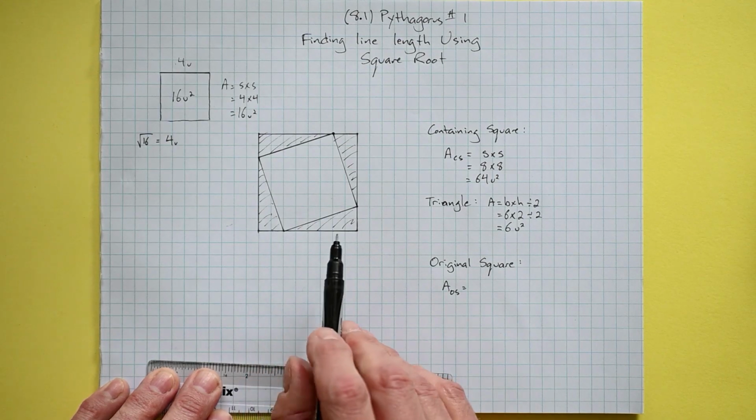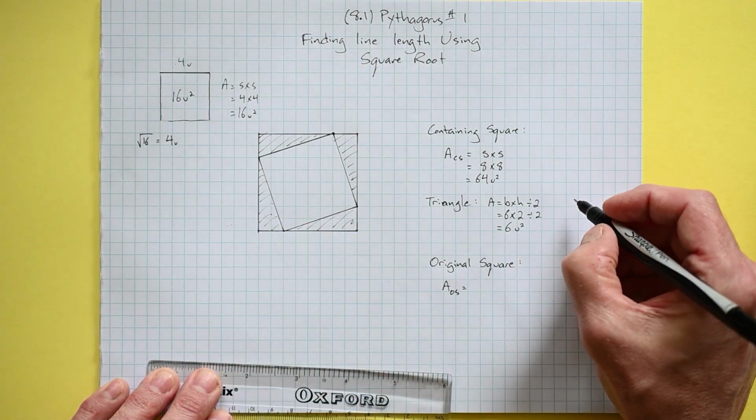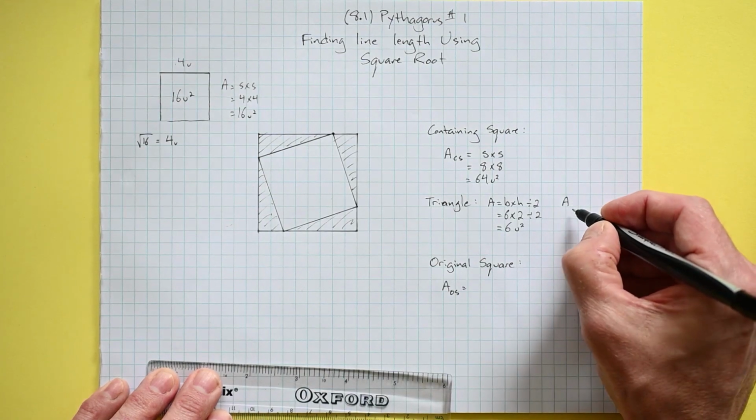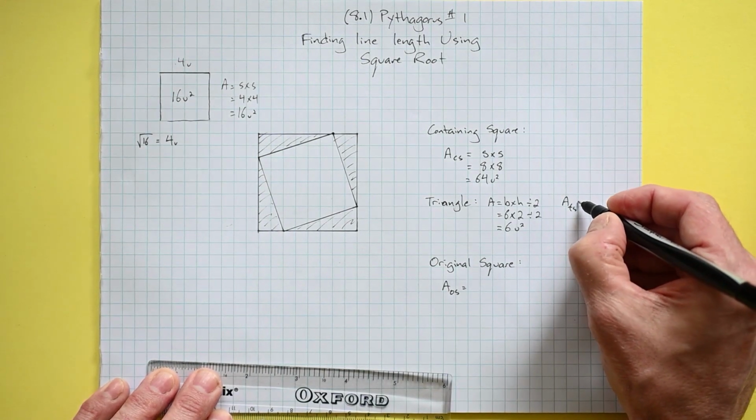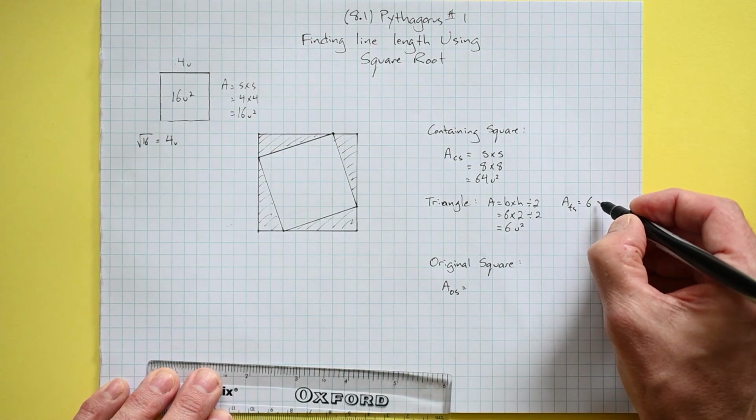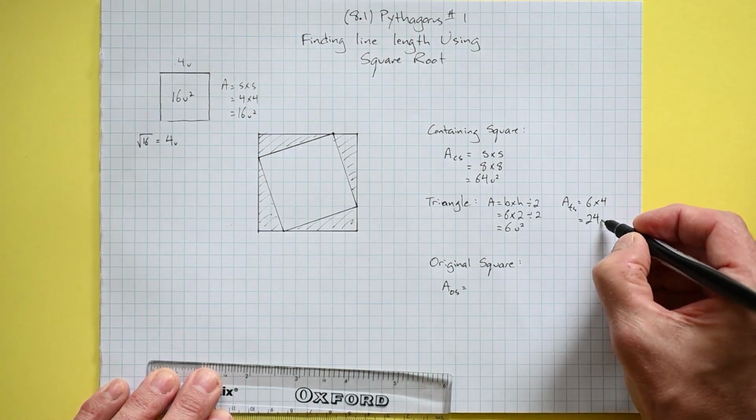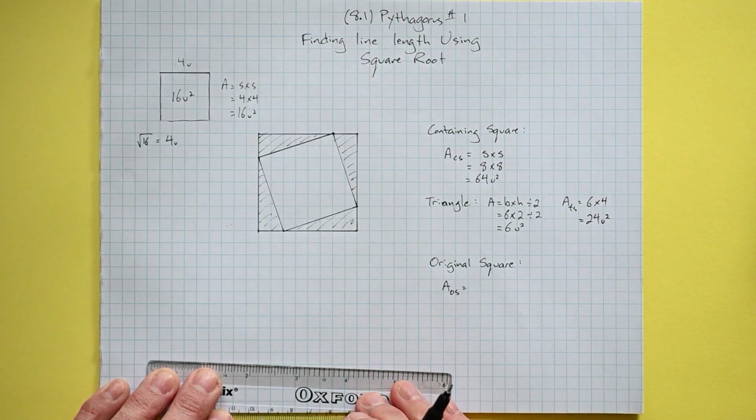Now, there are 4 of these that are identical, so I can say that the area of the triangles will be that 6 multiplied by 4, and that's 24 units squared.